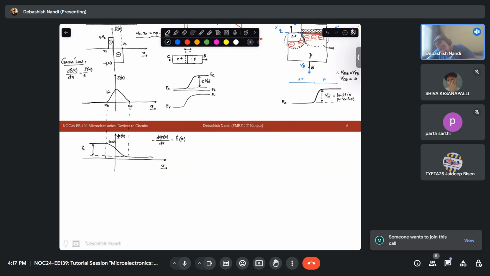This we call the built-in potential, VBI. And how will your energy band diagram look like? Just the opposite of your potential. That means your energy band diagram will look like this. This is what I have drawn. If this is your EC, everything will follow, EV will follow. And as it is in equilibrium, this will be your EF. So EF will be constant, as I have applied no potential.